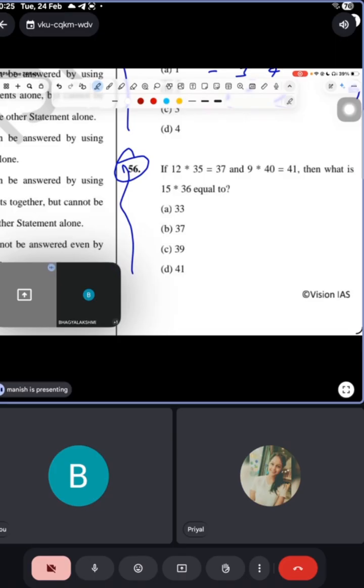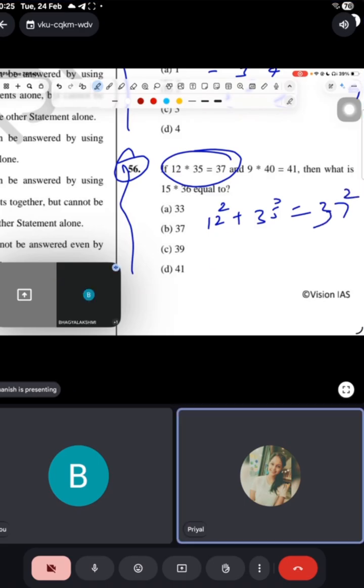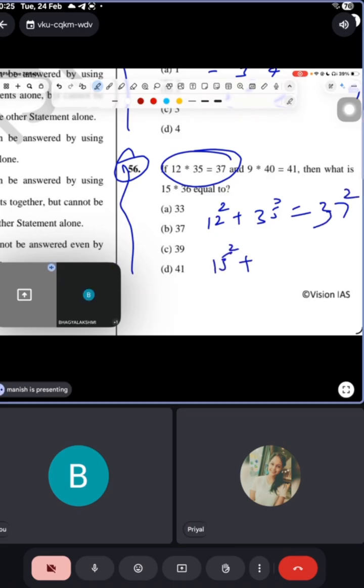But guys, here I'm getting one thing. I think there is a Pythagoras theorem applied. 12 square plus 35 square equals 37 square. In the same way, 15 square plus 36 square will be how much? 39, something like that. 39 will be the answer.